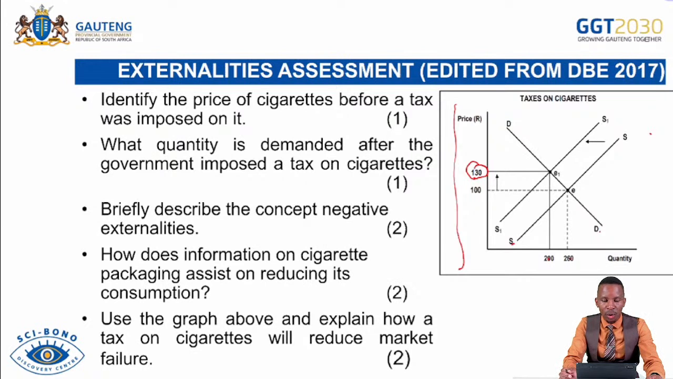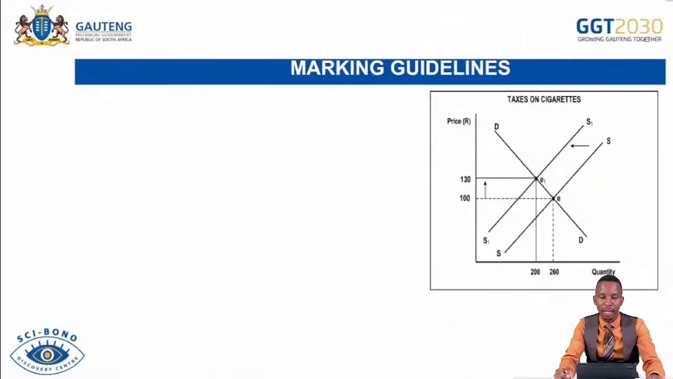What quantity is demanded after the government imposed tax on cigarettes? We can see this is before tax, and this is after tax. Then briefly describe the concept of negative externalities. How does information on cigarette packaging assist in reducing its consumption? Use the graph above and explain how a tax on cigarettes will reduce the market failure. Let's check the marking guideline on this activity.